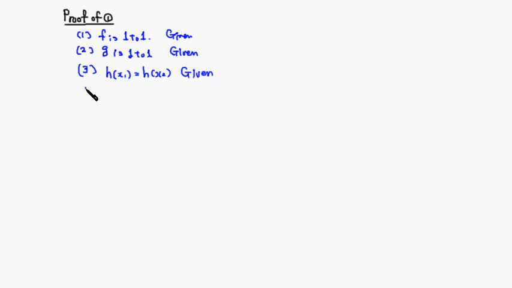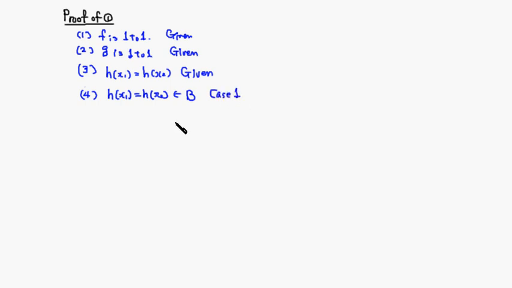And the fourth. We have to look at the cases. This could be in either B or D. So let's look at the cases. Say this is case one: h of x1 and h of x2 happen to be in B. So this is case one.